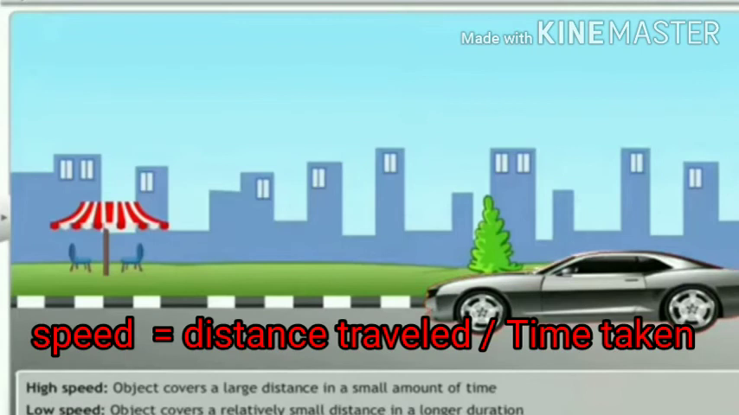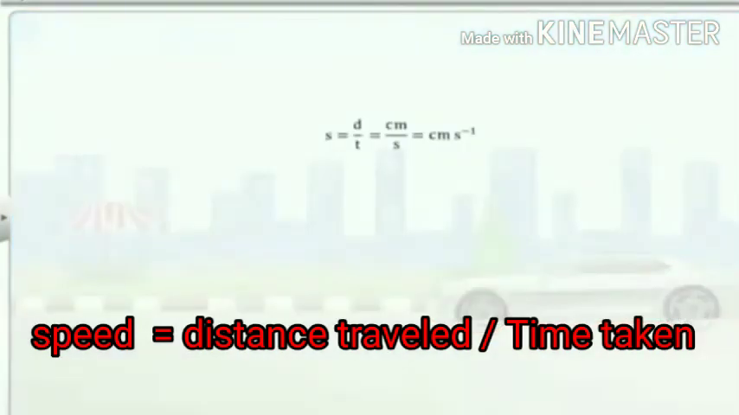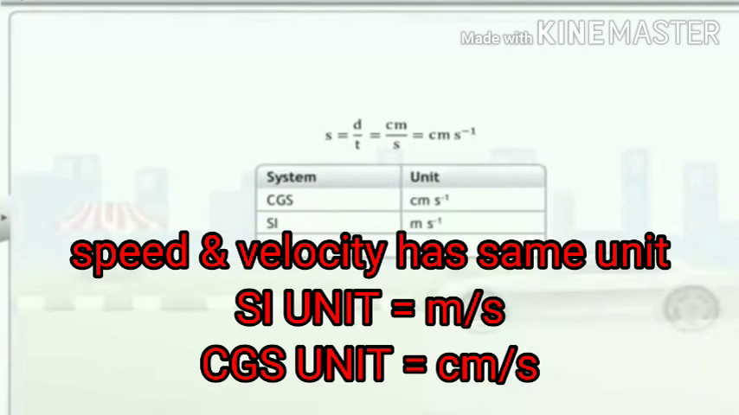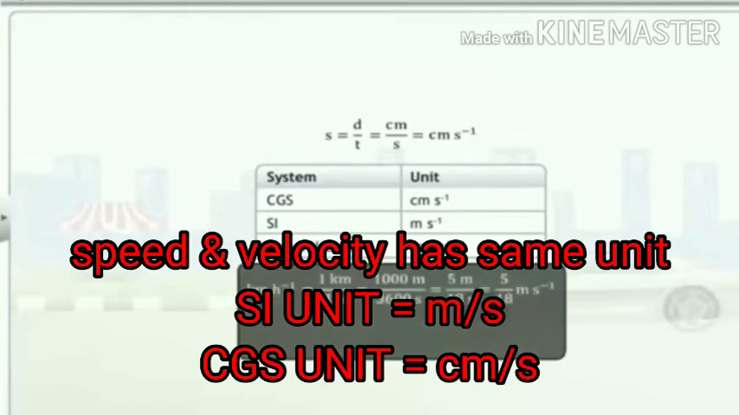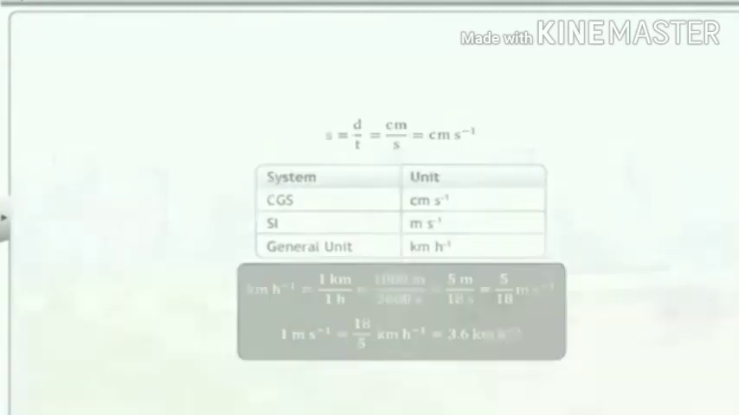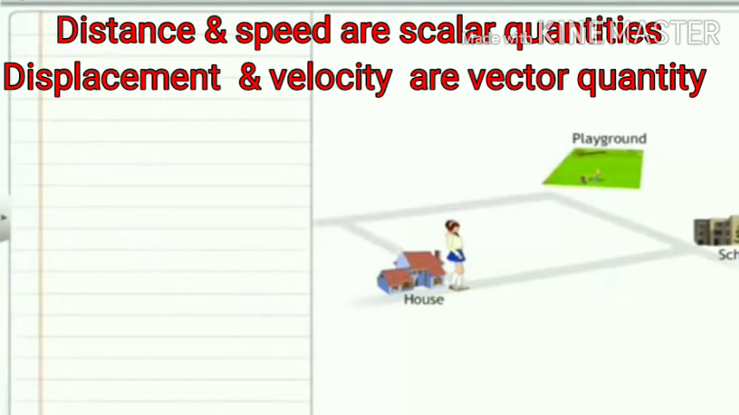High speed objects travel a large distance in a small interval of time. Therefore, speed is the rate of change of distance. Distance has SI unit meter and time is in second. Therefore, speed has SI unit meter per second and CGS unit centimeter per second, because speed is nothing but the rate of change of distance with time.